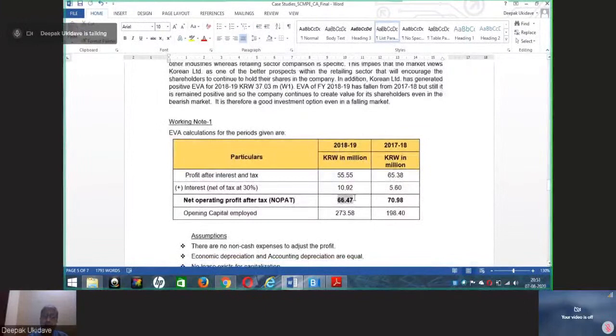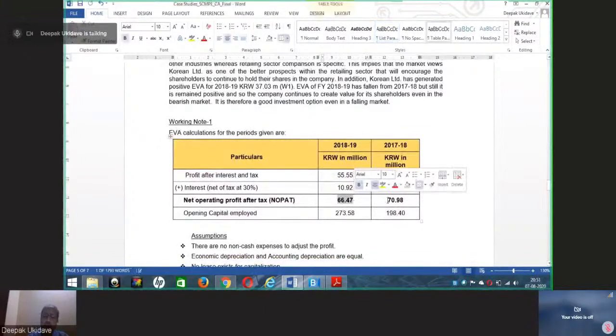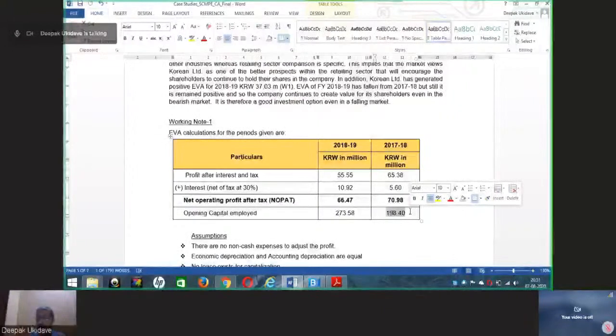We have converted PAT into NOPAT. Now we have looked at operating capital employed and not the average capital employed. But students are free to assume that you have taken into account average capital employed for normalizing the data. Why do we take average? Because between opening and closing, both may give a lopsided picture. So it is better to always take an average. But here, for simplicity, as I told you, it is opening capital employed that has been taken into account.